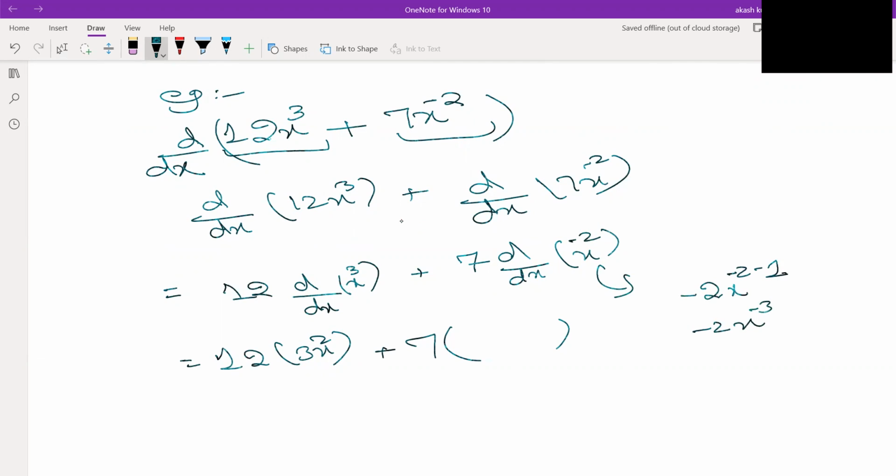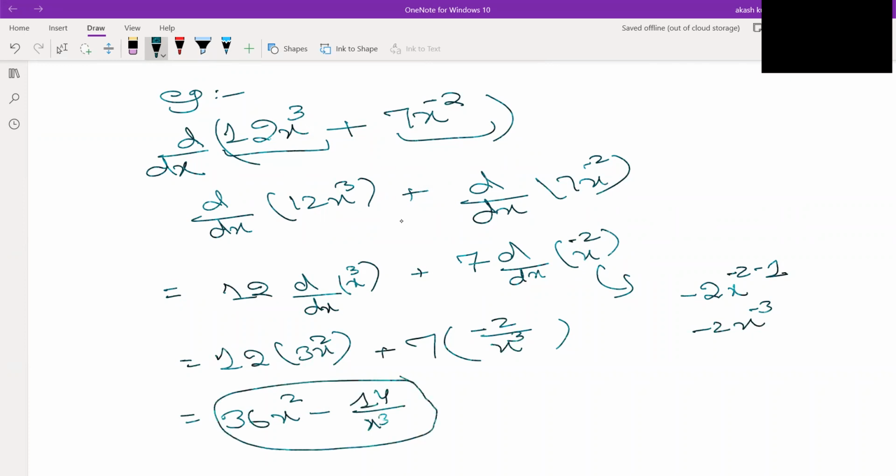Okay, I got confused. So minus 2 over x cube. Right? Yes. Okay. So 3 times 12 is 36 over x square, plus minus is minus, 7 times 2 is 14 over x cube. This is the answer. Is it clear?